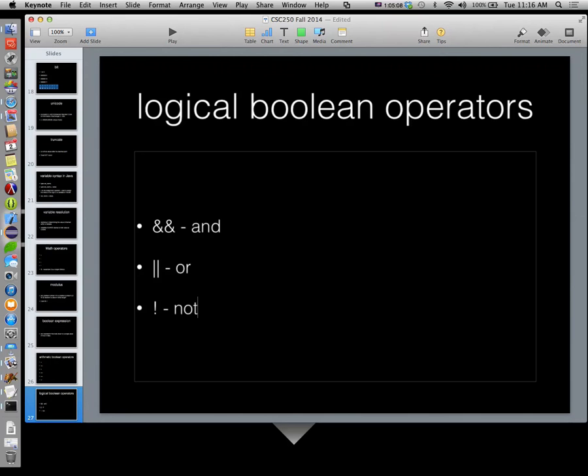And not inverts, reverses, inverts. Yeah, inverts, I like that one. It inverts a Boolean operator. So not true is false. Not false is true.